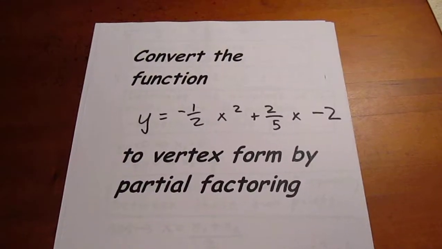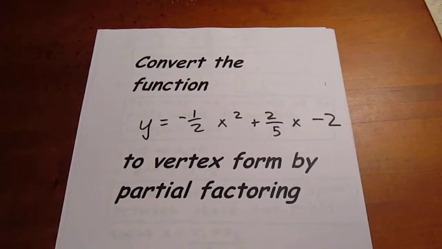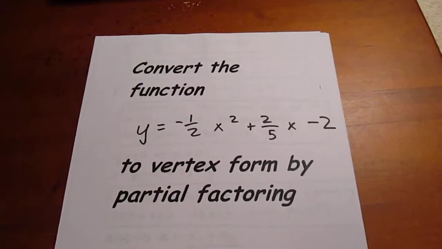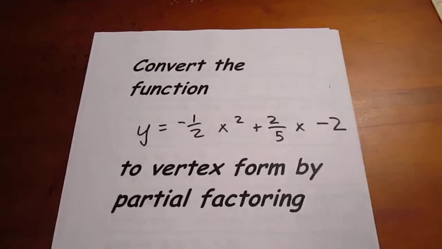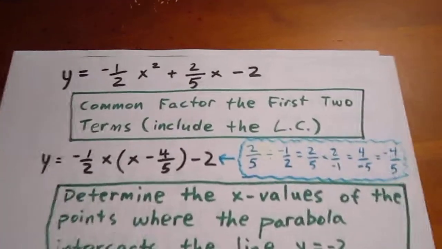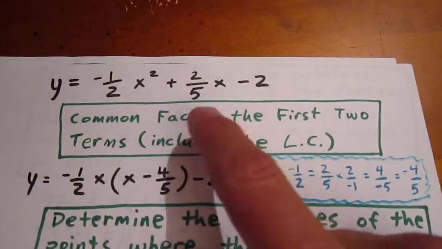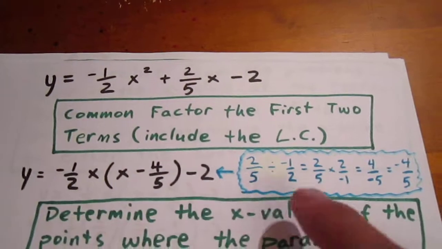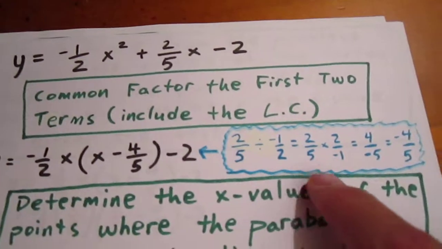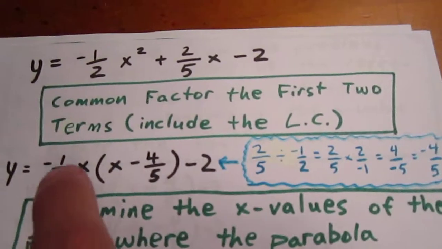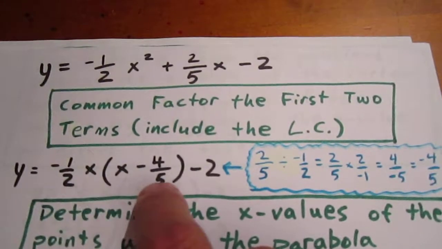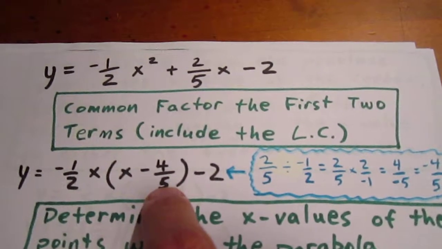We're going to convert the function y equals negative 1/2 x squared plus 2/5 x minus 2 to vertex form by partial factoring. Well, the first thing we're going to do is common factor the first two terms, including the leading coefficient. I need to divide 2/5 by negative 1/2. 2/5 divided by negative 1/2 equals negative 4/5. So when I common factor out the first two terms, this is what I get.